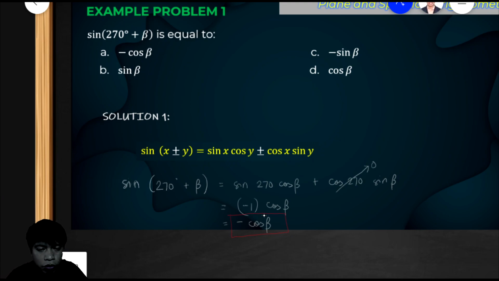Okay, so yun lang guys yung ating solution 1. Gumamit tayo ng mga identities para ma-solve ang problem. So letter A yung ating sagot, no? Okay, so ngayon, i-solve natin siya using another solution. Yung sinasabi ko sa inyo, yung tip para sa mga mag-board exam, kasi may choices naman talaga sa board exam.